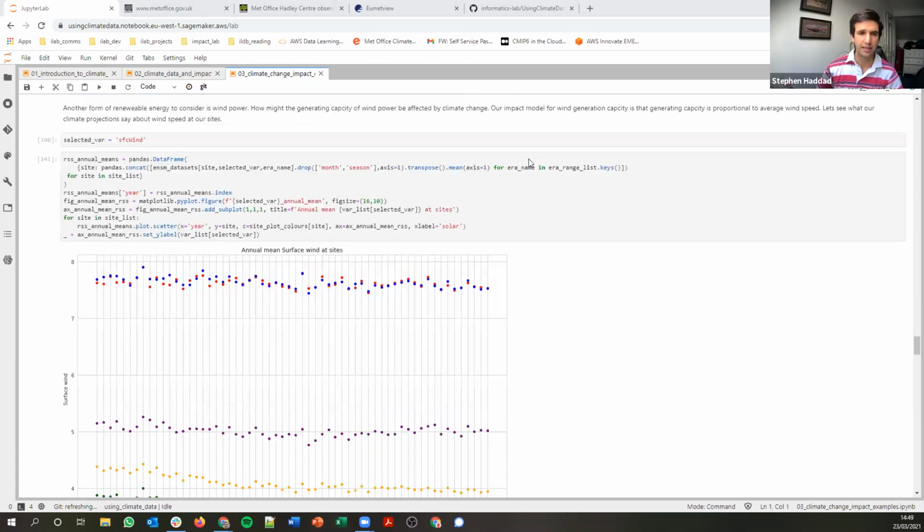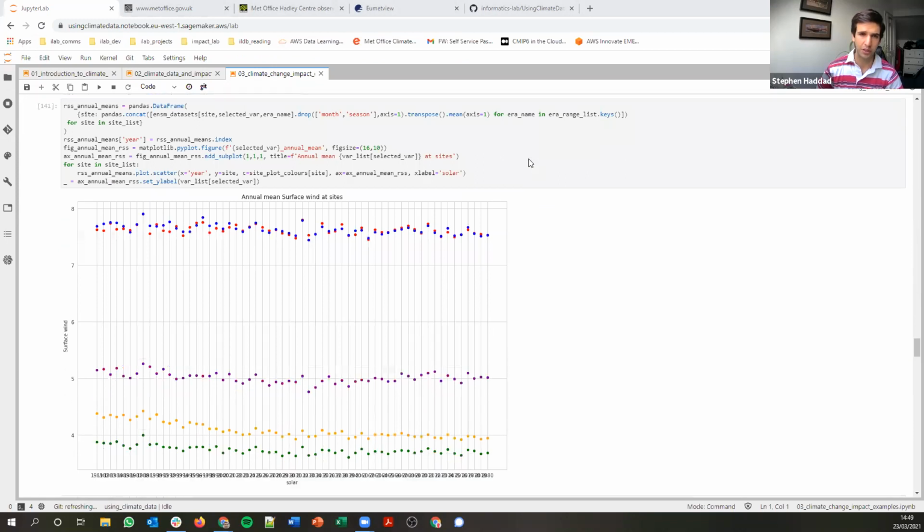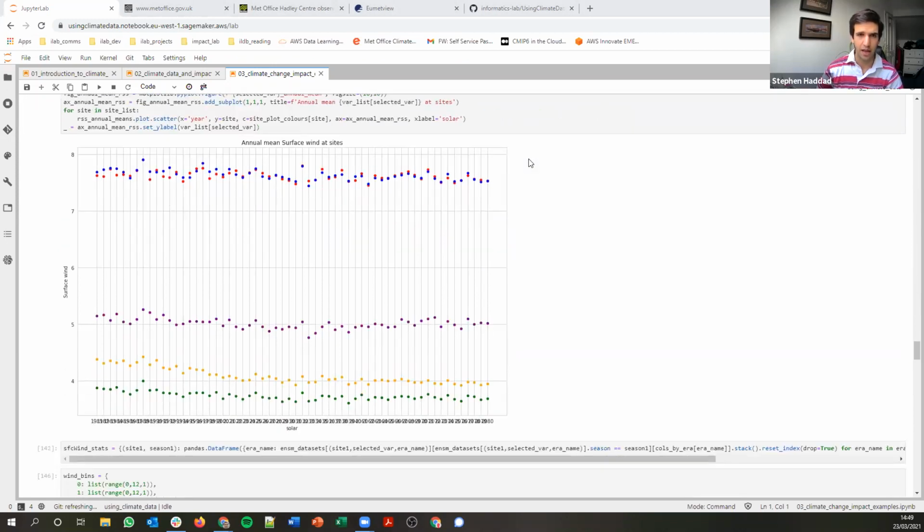So let's have a look at a similar plot for average surface wind speed. And here we see a different sort of signal. Actually, we see more or less the same amount of wind at all our sites in year 1, 2, and 3. Even potentially maybe a slight decrease, but that's probably just noise. At statistically significant levels, we can say it's about the same.